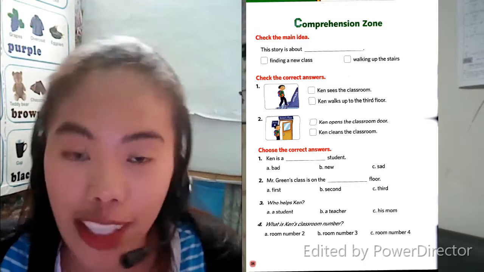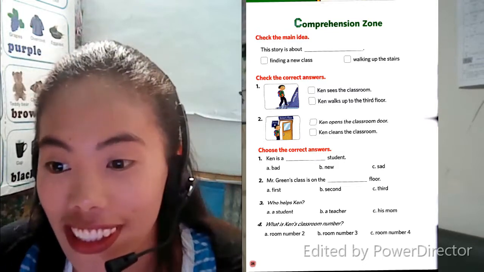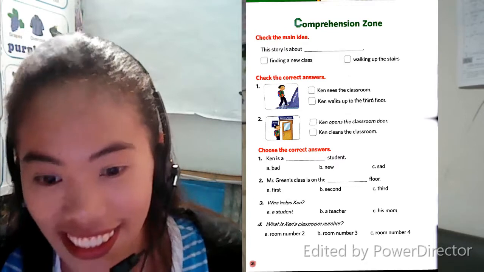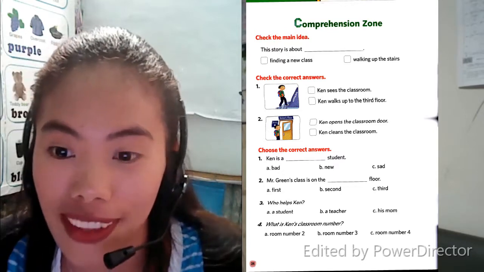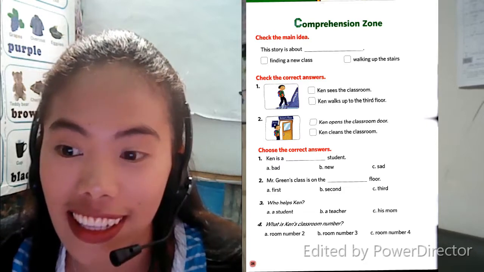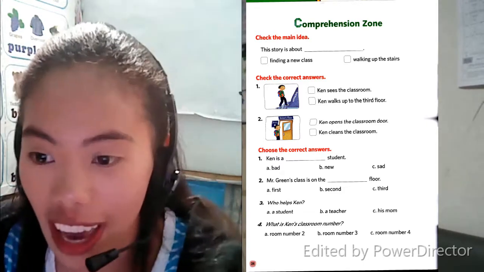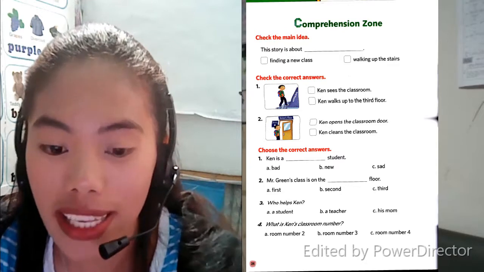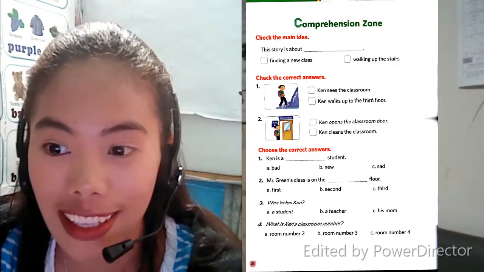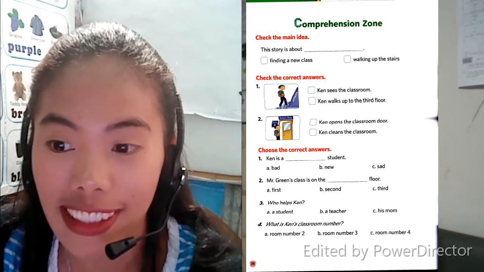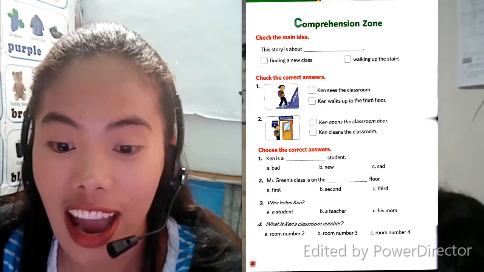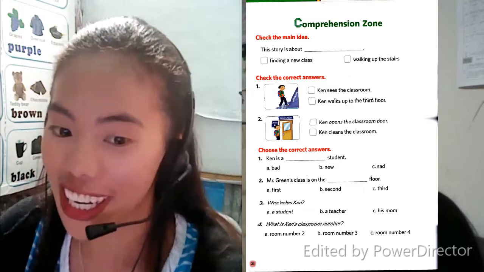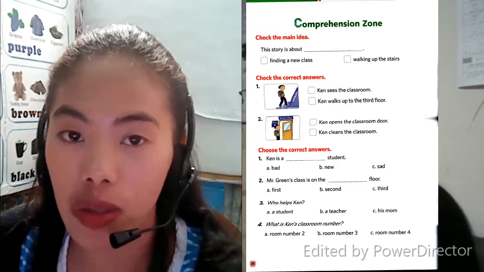The next picture. Floor. No. Second. Okay, and the last picture. Shout. Very good. Okay, let's start again from the bottom going to the top, okay? Okay, what is the last picture? Yes, the last picture. What is the answer there? Shout. Very good.